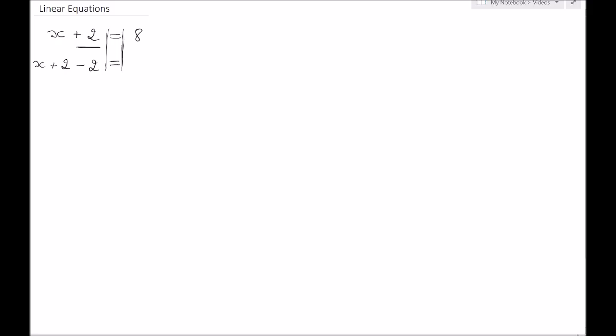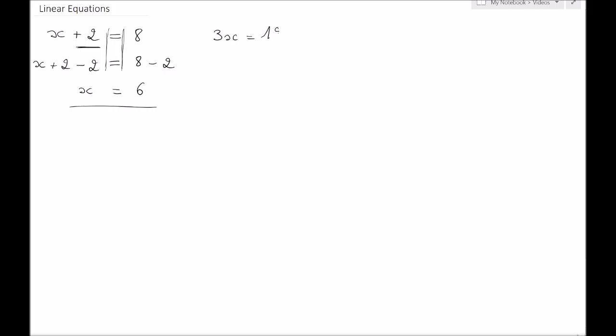Now, if I deduct 2 on one side of the equation, I have to do the same thing on the other side. So whatever you do on one side of the equation, you do on the other side as well. So what do I get here then? x plus 2 minus 2, that's just x. Voila, I have just x by itself. 8 minus 2 is 6. So x is equal to 6. Found it. All right, let's have a look at another example.